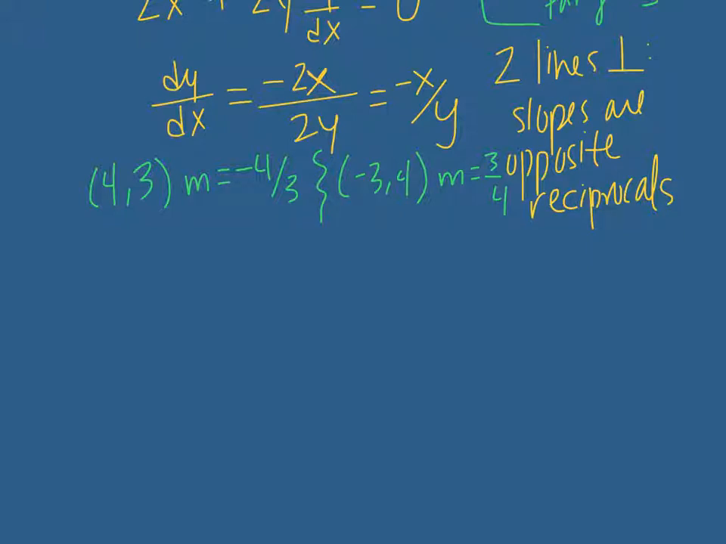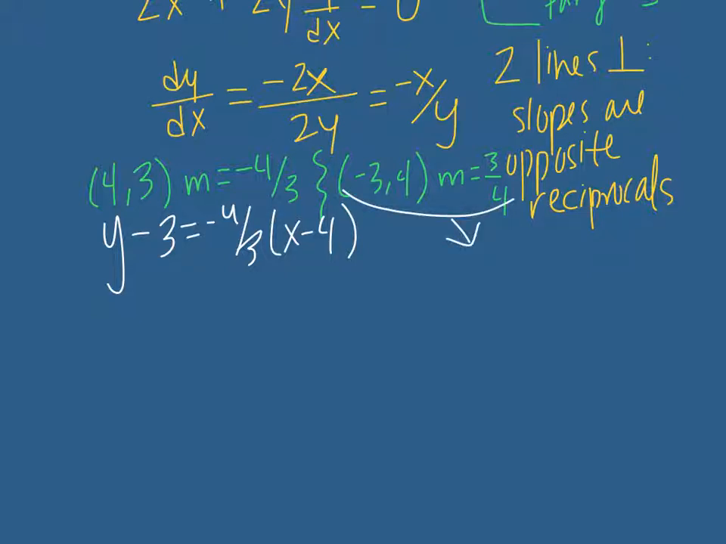So the first part of this is pretty easy. I'm going to use my normal point slope form. So y minus 3 equals negative 4/3 times (x minus 4). That's the tangent line at (4, 3). And then for this one, it's still going to be y minus 4, but it's going to be 3/4 times (x plus 3). So these are the tangent lines.